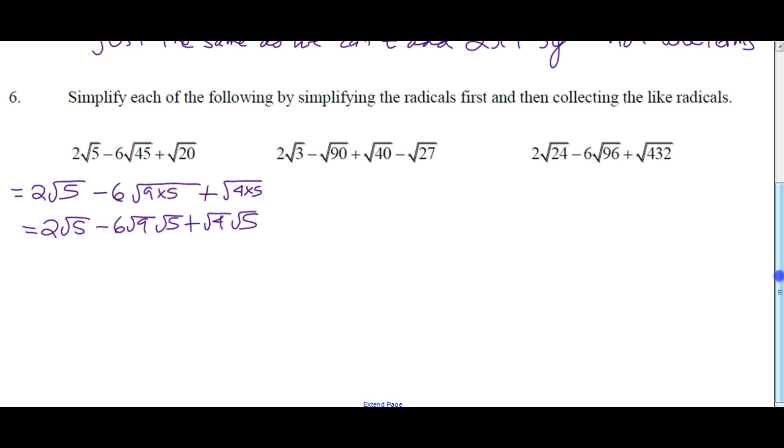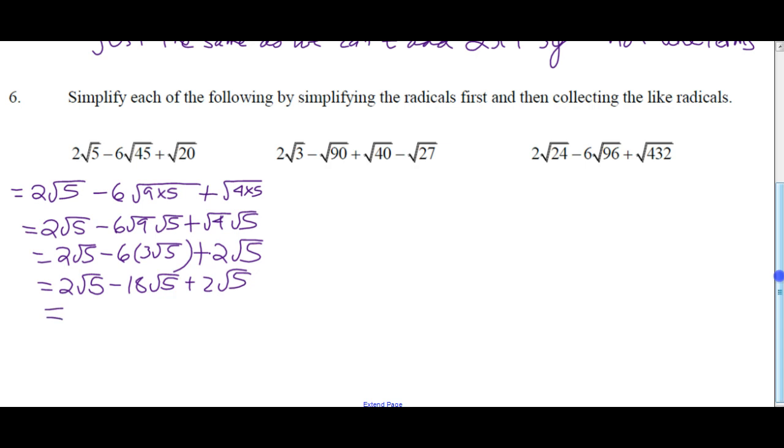Okay, you don't have to show all this work, right? I'll do it again. We'll do this and then I'll do it again and just say, okay, this is what you really need to show. Okay. So this is 2 root 5 minus 6 times 3 root 5, right, because root 9 is 3, plus another 2 root 5, because root 4 is 2. So that's 2 root 5 minus 18 root 5 plus 2 root 5, which is how many root 5s?